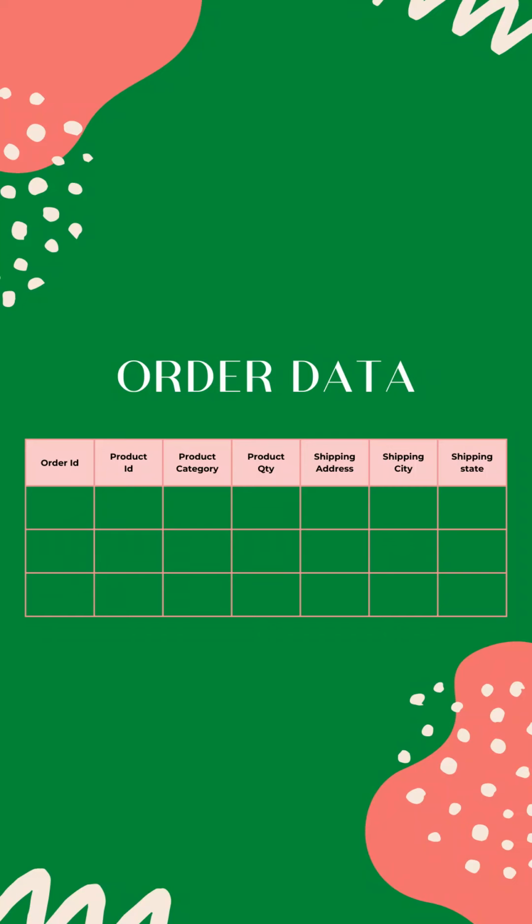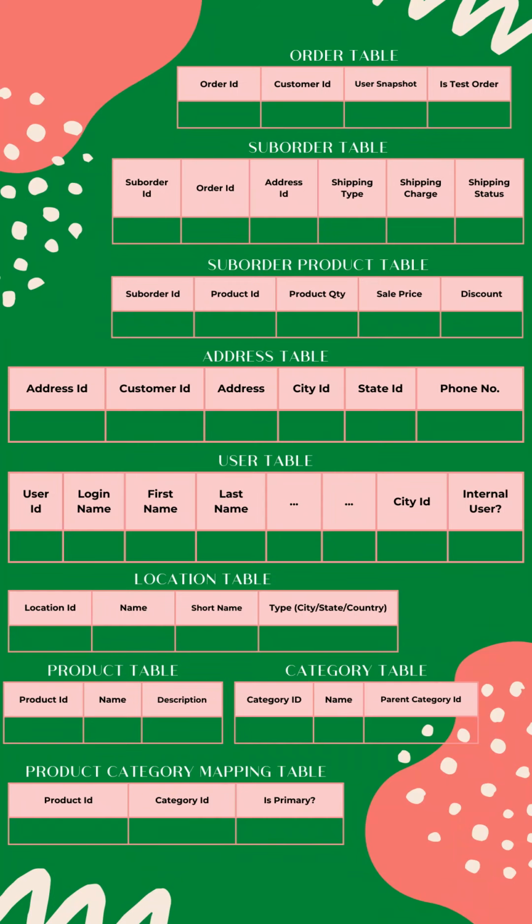Now, you would want to have the relevant data in a table like this, where against each order ID, you have the information of the product including its category as well as shipping including the city and state. But in reality, the product data tables will look something like this. I will leave you to stare at the screen for a moment. There is an order table, a suborder table, a suborder product table, address table, location table, user table, product table, category table, product category mapping table.